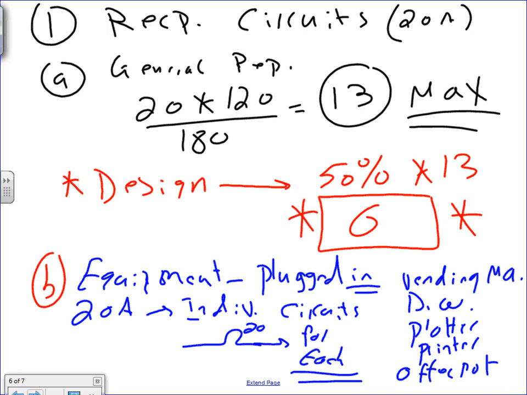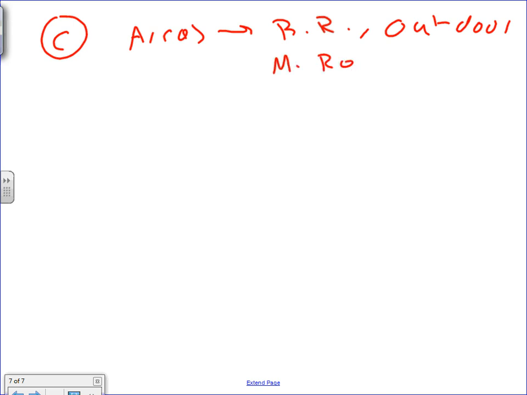The other thing, A, B, I'm going to say C here: areas. Areas like bathroom, outdoor, what else? Bathrooms, outdoor, that comes to my mind. Mechanical room. All these areas, like all the bathrooms, the outdoor receptacles, I like to put them in one dedicated circuit. Okay? That's good design, individual circuits.